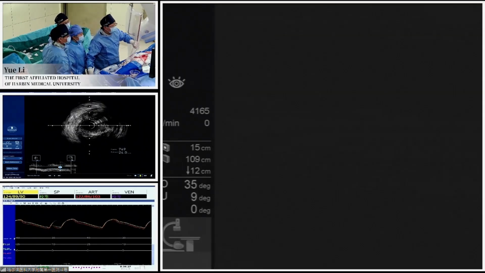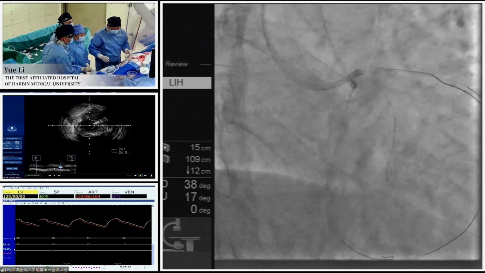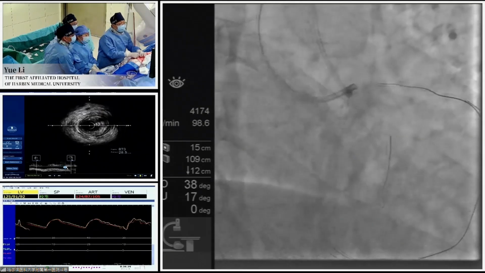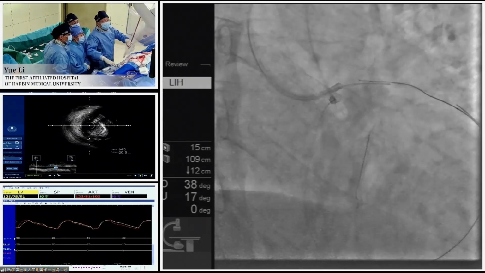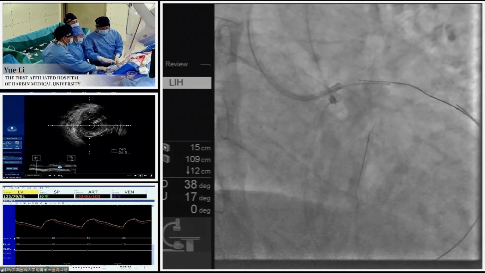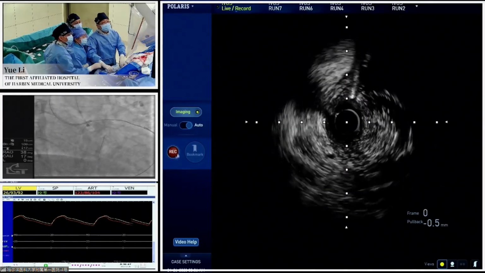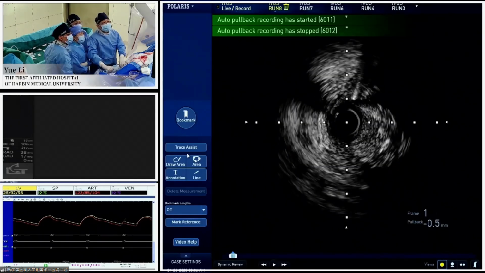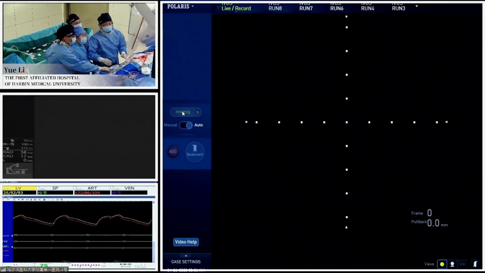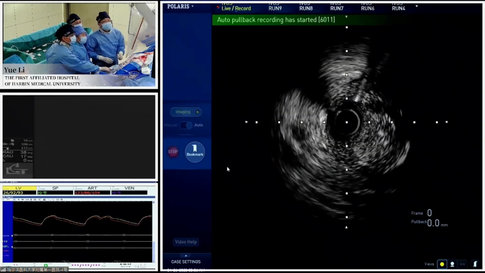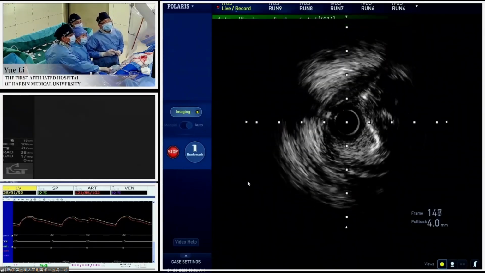Because there are two bifurcations beneath the occluded segment, there should be some trouble. Recheck manually. Okay, IVUS, new run. You can see IVUS, in the true lumen or subintimal space.